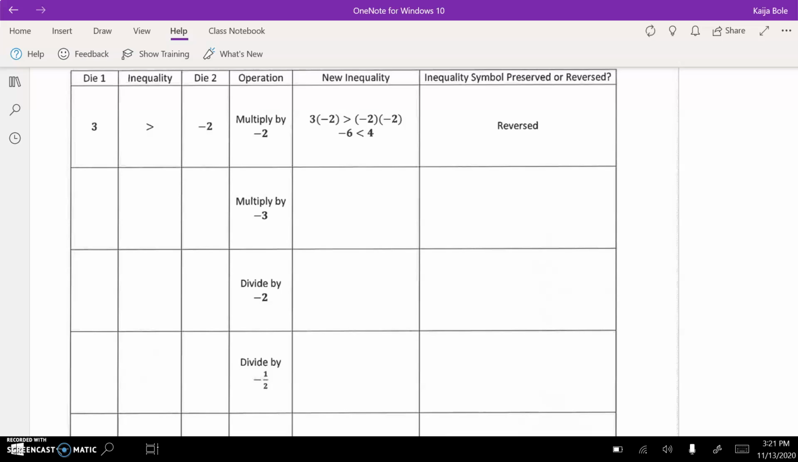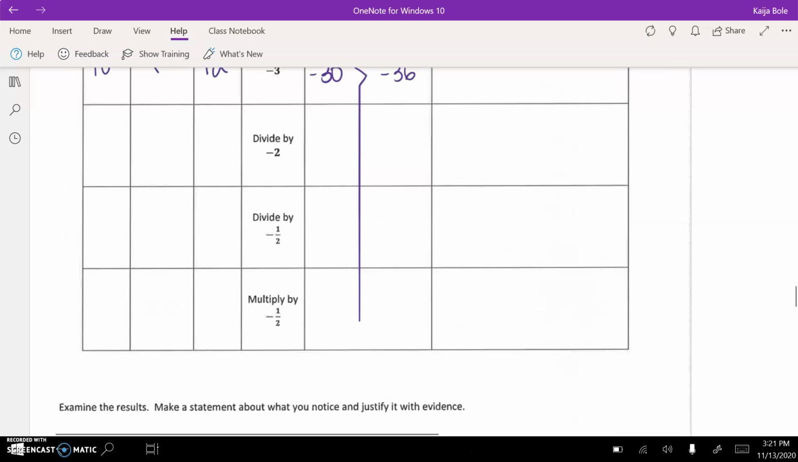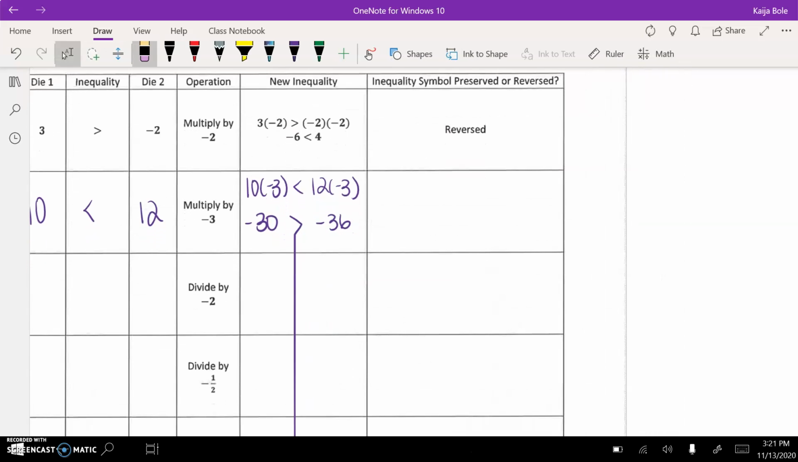One more table here. Hopefully by now we can think about what we think is going to happen. So if I have 10 is less than 12, and I want to multiply these by -3, so 10 times -3, is that less than 12 times -3? 10 times -3 is -30. 12 times -3 is -36. And no, that's not true anymore. -30, oh boy, is bigger than -36. So my sign is reversed.